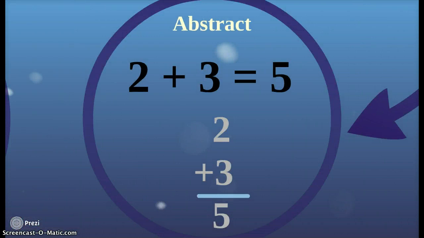In the abstract stage, students represent problems by using mathematical notation and symbols. Now the students are using the traditional algorithm to add 2 plus 3 to get the answer of 5.